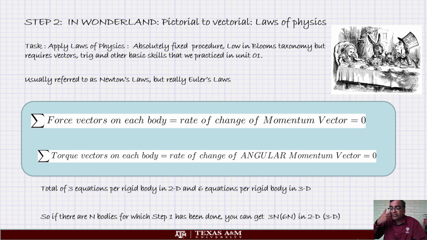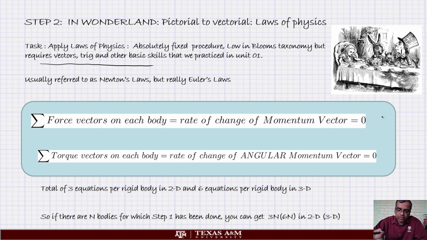Step number two is from pictorial to vectorial. That is, we are now converting all our pictures into vectors, and this uses the laws of physics. And I can tell you that this is an absolutely fixed procedure. This is actually low in Bloom's taxonomy. This is application of knowledge. This is not very complicated, but it requires you to be able to do some level of geometry. And if you are not comfortable with geometry, trigonometry and other basic skills which we practiced in Unit 1, this will be very difficult. And for the laws of physics, there are actually two things.